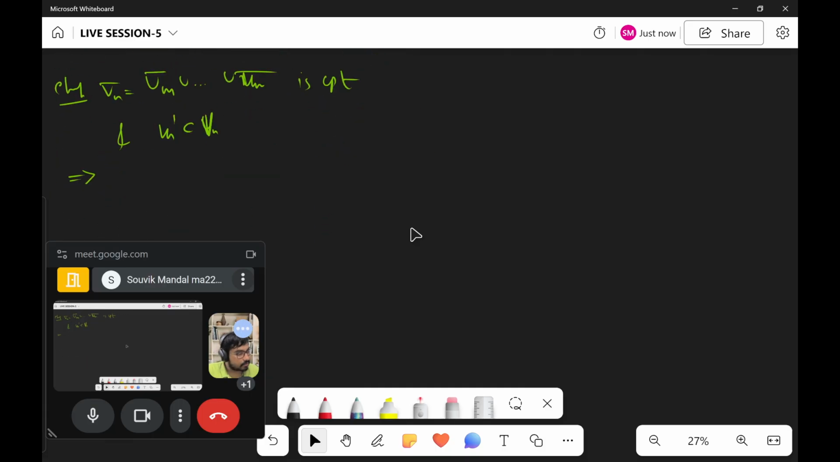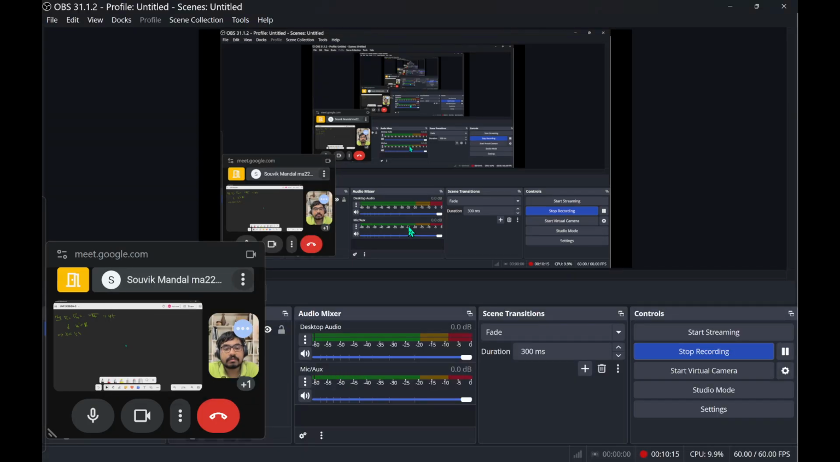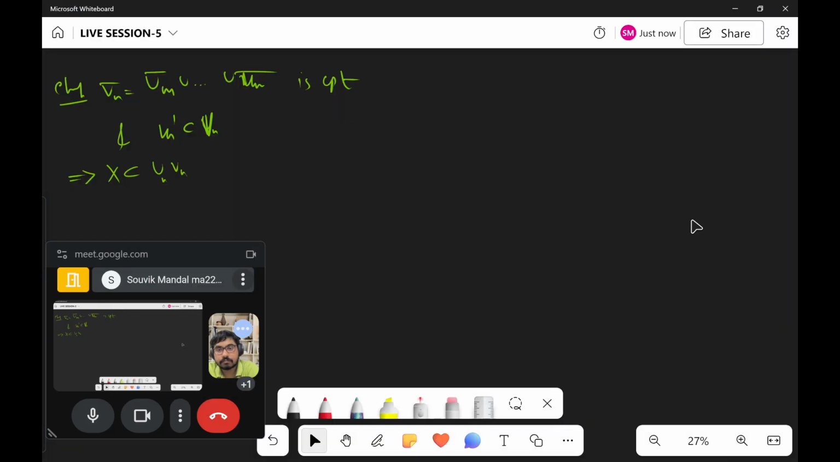This implies X is a subset of the union of Vn. Are you following? So basically, the closure of Vn is equal to the closure of Ux1 union ... union the closure of Uxr, which is compact. But the closure of Vn is a subset of Vn plus 1. This implies X is a subset of the union of the closures.